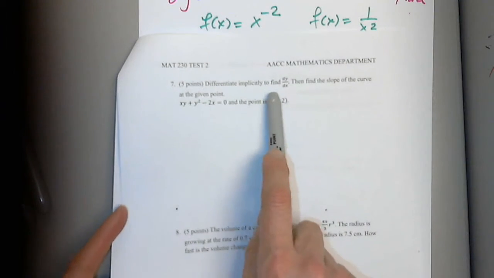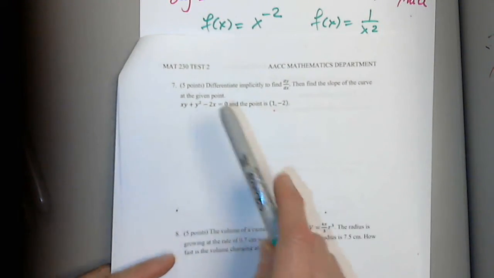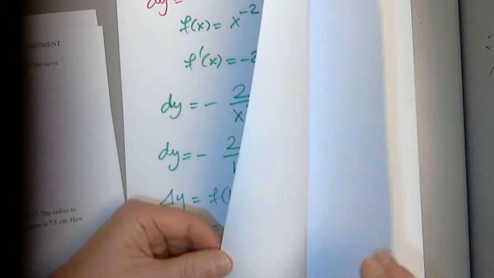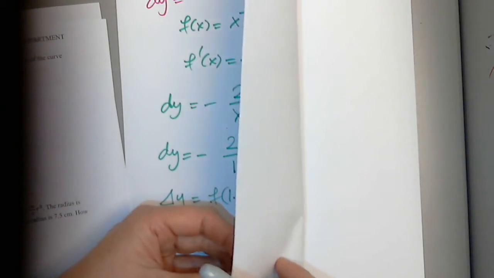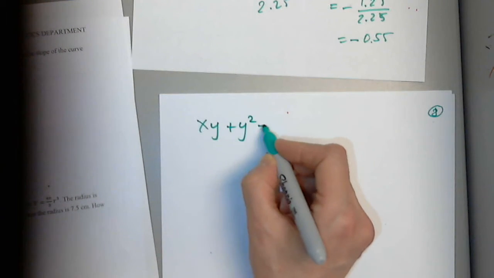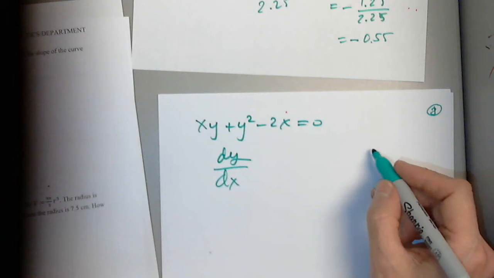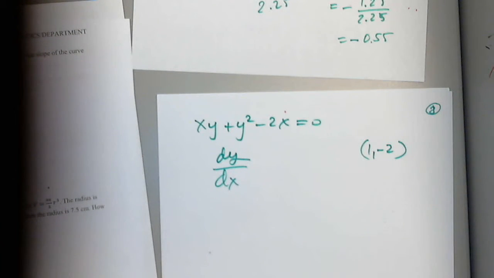Moving on, differentiate implicitly to find this, and then find the slope of the curve at the given point. They're not asking us to find the equation of the line, just the slope. So we have xy plus y squared minus 2x equals 0. We're asked to find dy over dx and then evaluate it at this point. So when we're asked to find dy over dx, what does this say? Automatically it tells us that y is a function of x.